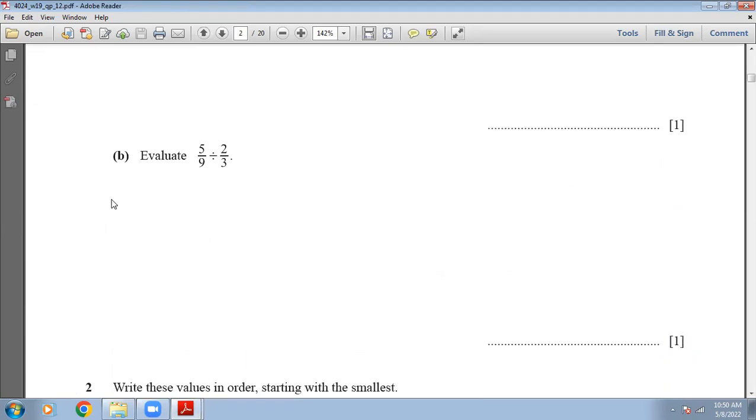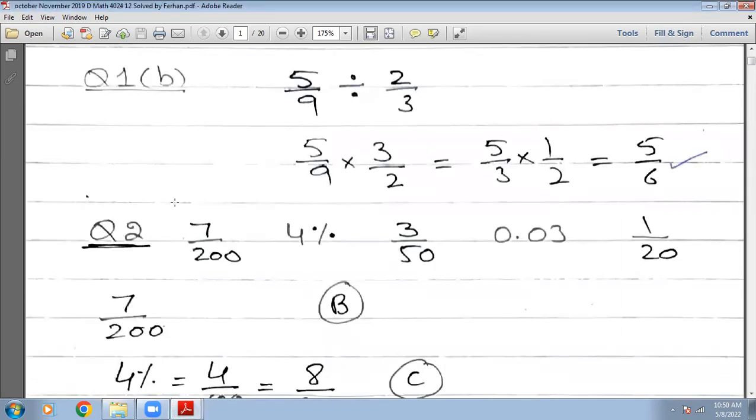Now part B. Here we go. It says 5 by 9 divided by 2 by 3. Here we have two fractions and they are dividing. So we will convert that divide sign into a multiply sign, and the fraction after the divide sign will flip, it will reciprocate. So you will have 5 by 9 multiplied by 3 by 2. The numerator will multiply with the numerator, denominator with the denominator. Numerator and denominator can be cancelled if they share the same factor. So 3 and 9 can be cancelled. So you will have 5 by 3 multiplied by 1 by 2, and it will be 5 by 6. 5 by 6 is the right answer.